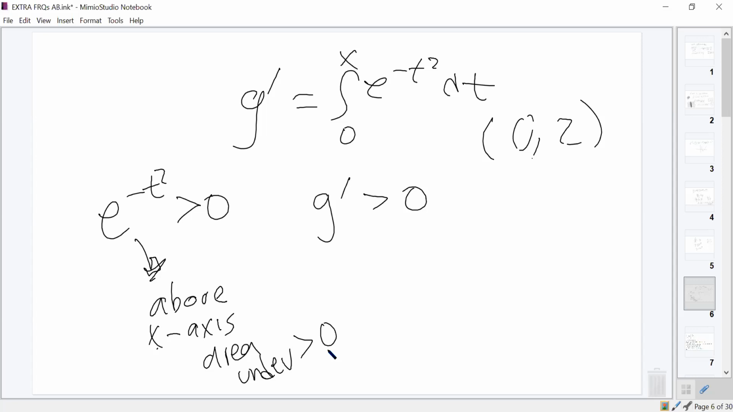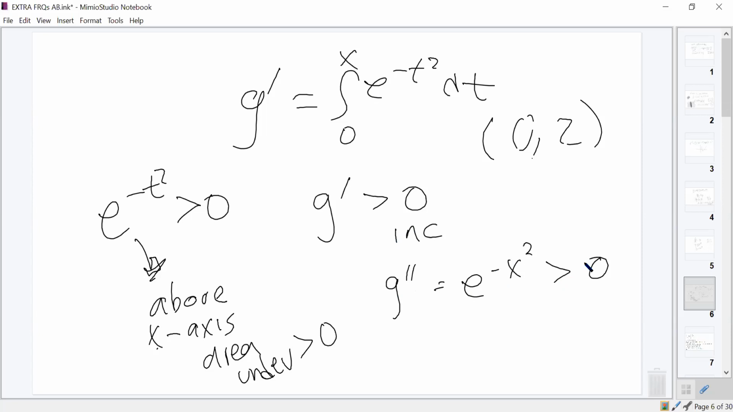Okay. So we know that if the derivative is positive, we know that the function is increasing. So that'll allow us to eliminate choices C, D, and E. Then we take the derivative of this, g double prime. G double prime is, using the first part of the fundamental theorem of calculus, just the derivative of an integral from a constant to x of a function. It's just that function. And we already said that this function is always positive.